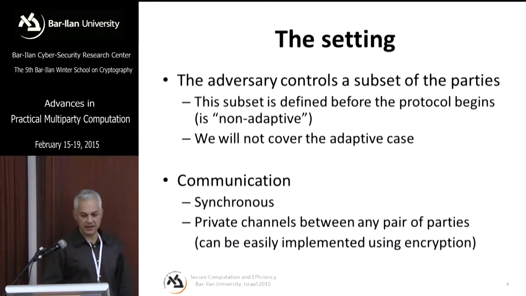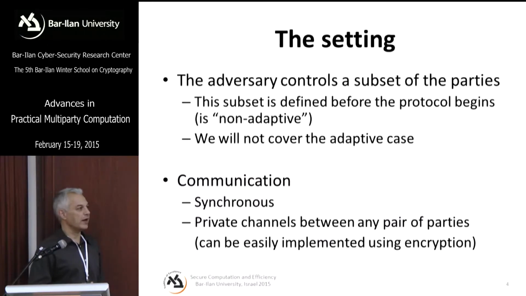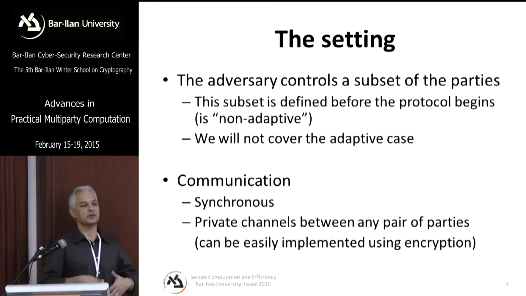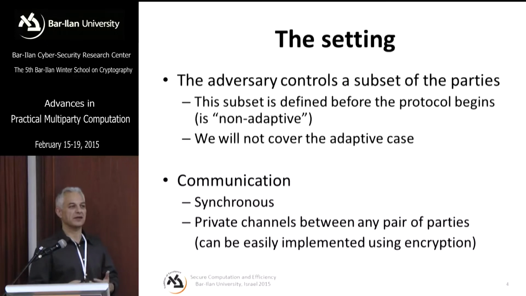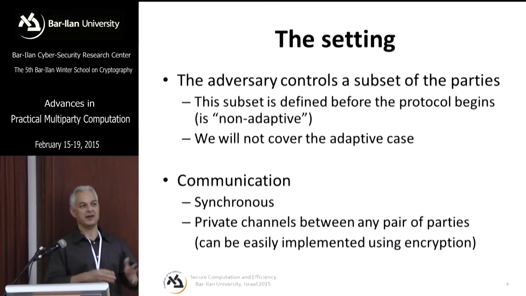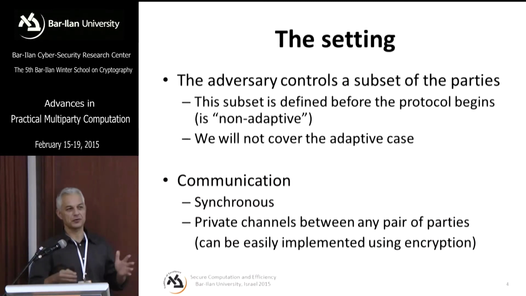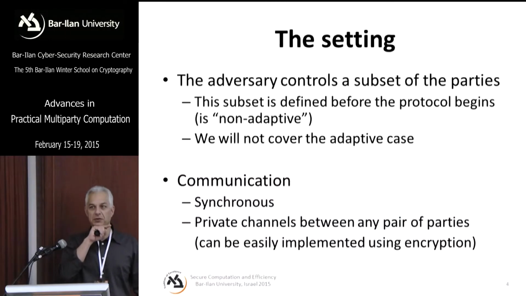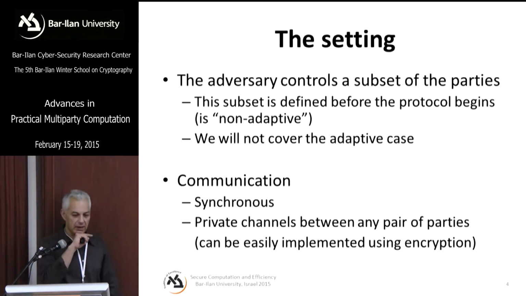Now, the setting is that the adversary might control any subset of the parties. At the worst case, there might be n parties, and the adversary might be controlling all but one of these parties, and he wants to learn the input of the last party or do something bad to the last party. Say you participate in the computation, and you have 100 other parties, and all of them collude together just to learn your input. We'll obtain security against that attack.